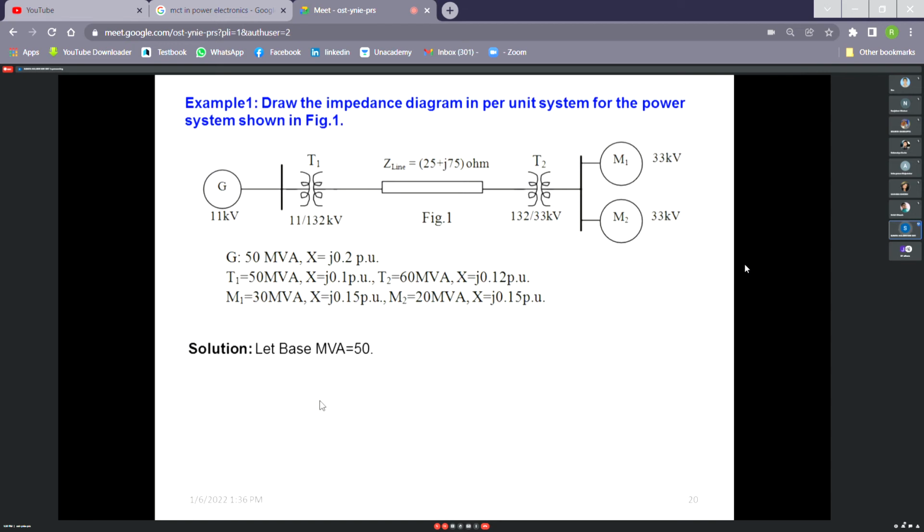Here I have taken base MVA as 50. But that does not mean 50 MVA is always the base. Always we try to calculate less. That's why I have taken it. You will also try to calculate less. But if you take 60, it is good. If you take 100, it is also good.